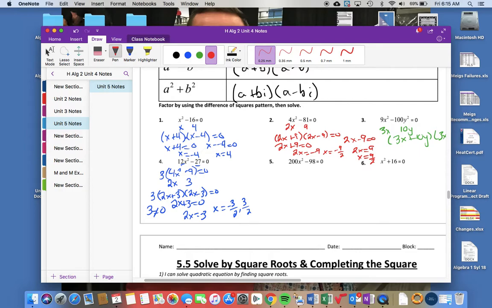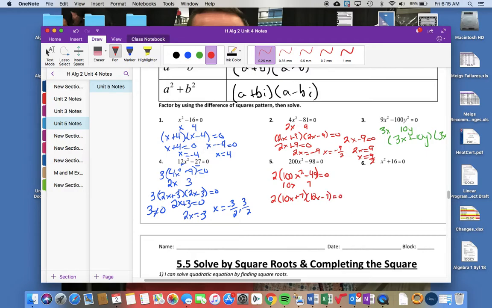And here we go. So GCF, actually between 200 and negative 98, the largest number you can divide by is actually a 2. You end up with 100x squared minus 49 equals 0. At which point, you've got 2 perfect squares. Square root of 100x squared is 10x. Square root of 49 is 7. So you've got 2 parentheses, 10x plus 7 multiplied by 10x minus 7.